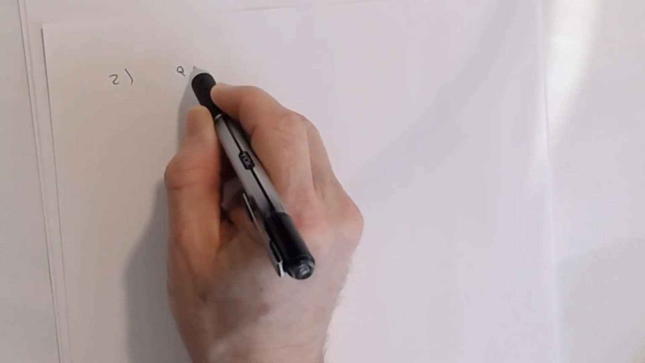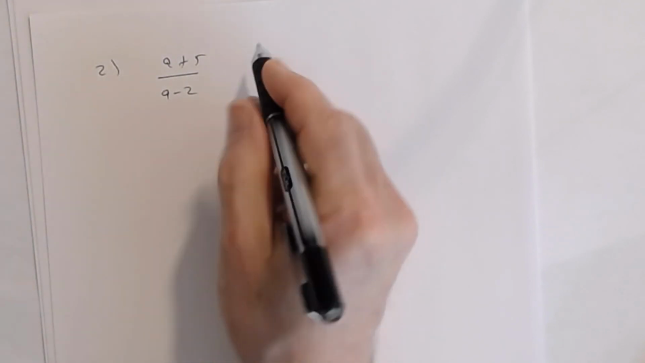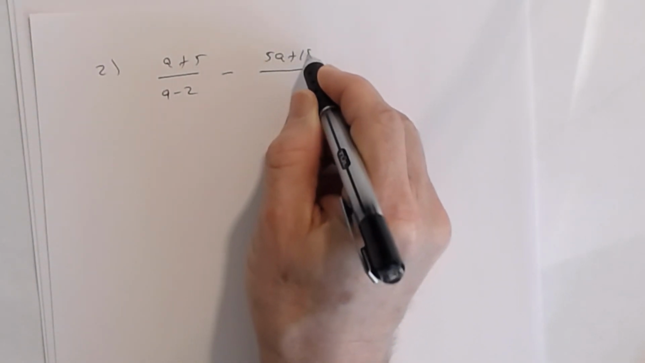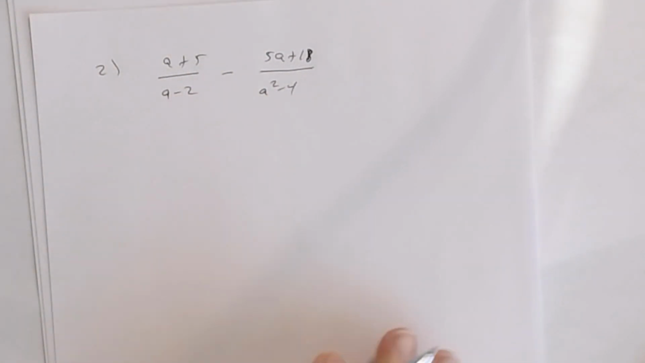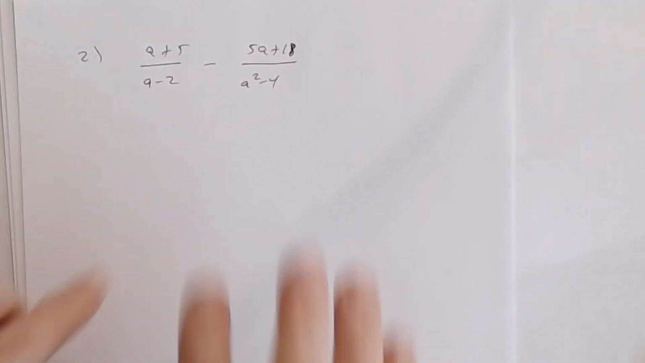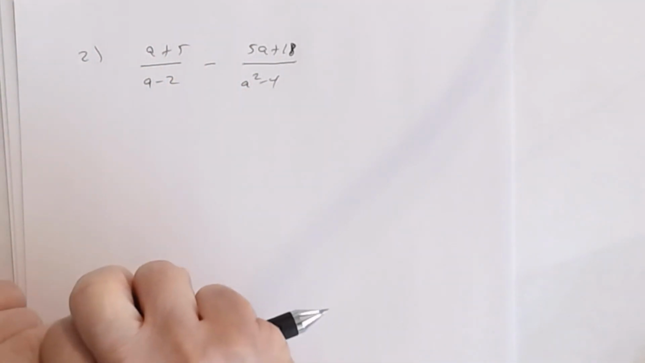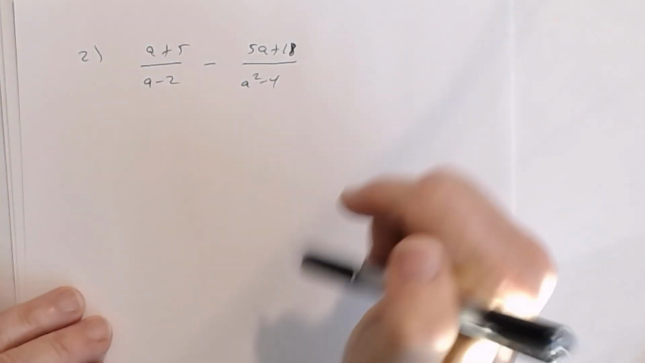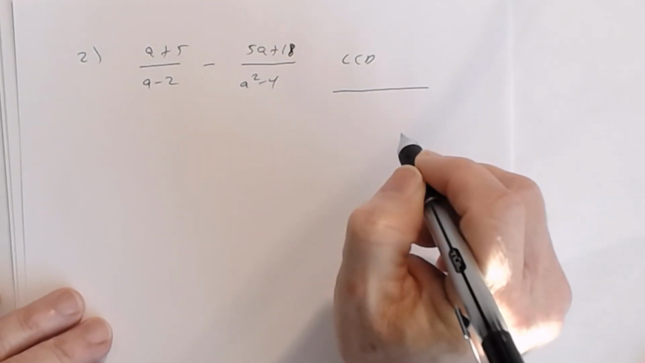We have a plus 5 divided by a minus 2, minus, and then we have 5a plus 18 divided by a squared minus 4. All right, so I have two rational expressions that I'm subtracting. The denominators are different, so I've got to somehow get those denominators to be the same. That's where the least common denominator comes into play. And remember, you've got to use the least.